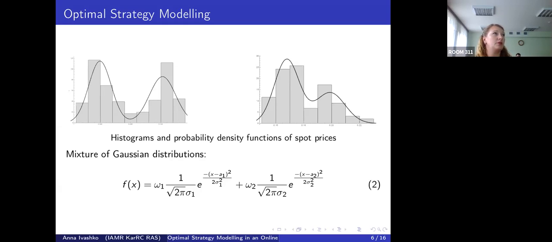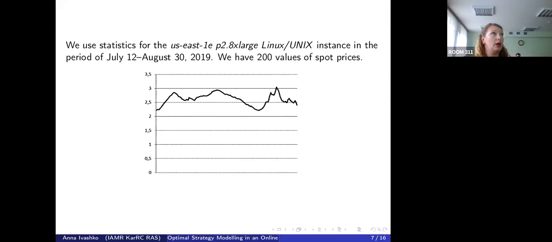We see that we can use a mixture of Gaussian distributions with parameters omega 1, omega 2 as weights, and parameters a 1, a 2 and sigma 1, sigma 2. This is an example of real data. We use statistics, for instance, of the spot prices of certain instance types.